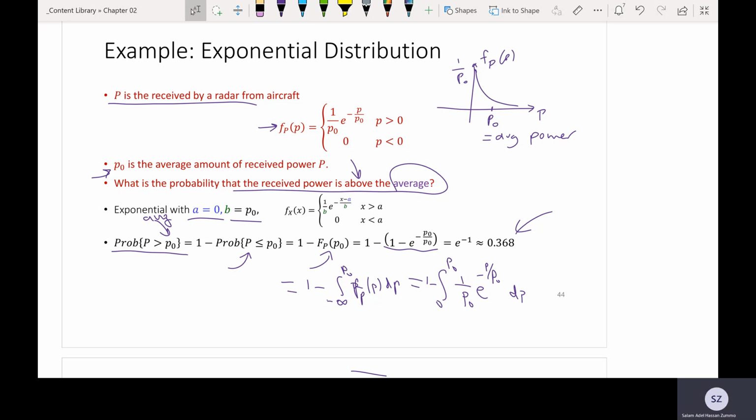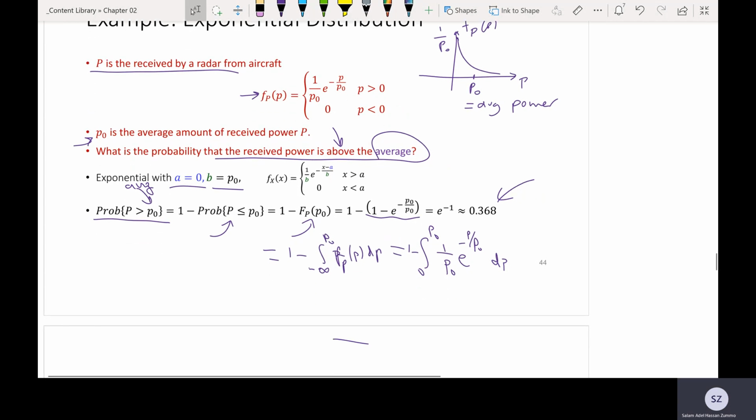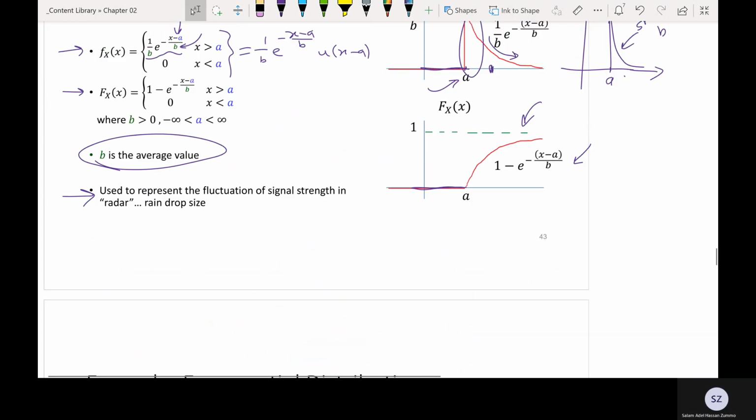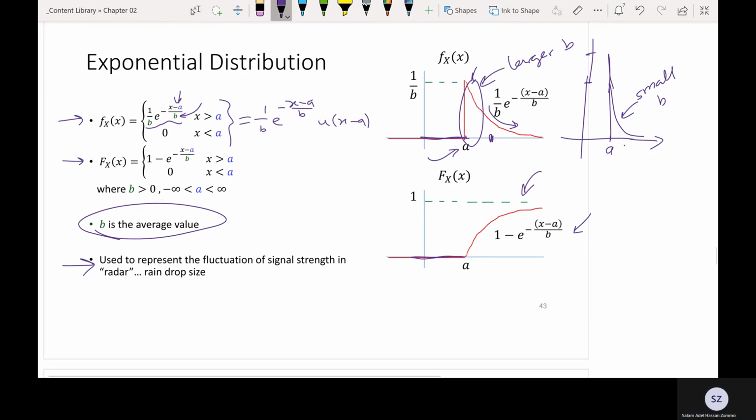Of course, A became zero because I was given the PDF here, and you can see that there's no shift here. So it starts from zero. If it were p minus 5, for example, A would equal 5. A is the shift from zero.